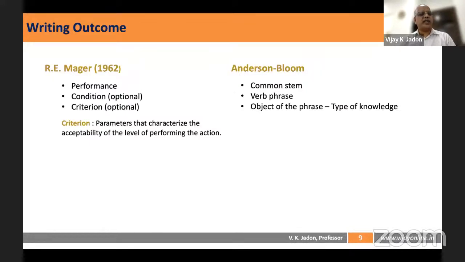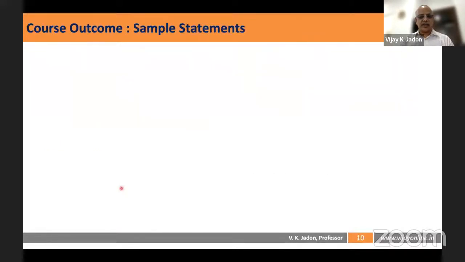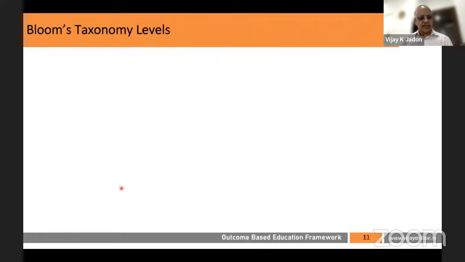Otherwise, you also have to write the outcome statement at a number of places. There are two basic theories popular for writing course outcomes or outcome statements. One is the Mager theory, another is the Anderson-Bloom theory. If we club these two theories, the commonly used outcome statement should have some common stem. We should have an action that represents the activity the learner should perform, indicated by the action verb. We should also have knowledge and some condition. The condition is optional, but the other things are required. The sample statement we can skip.